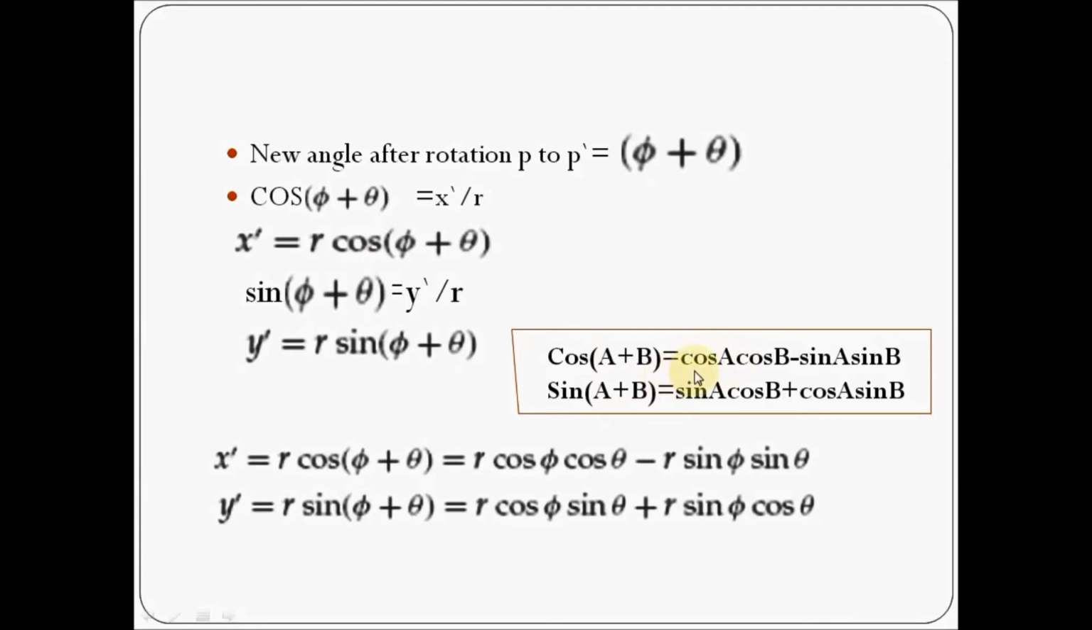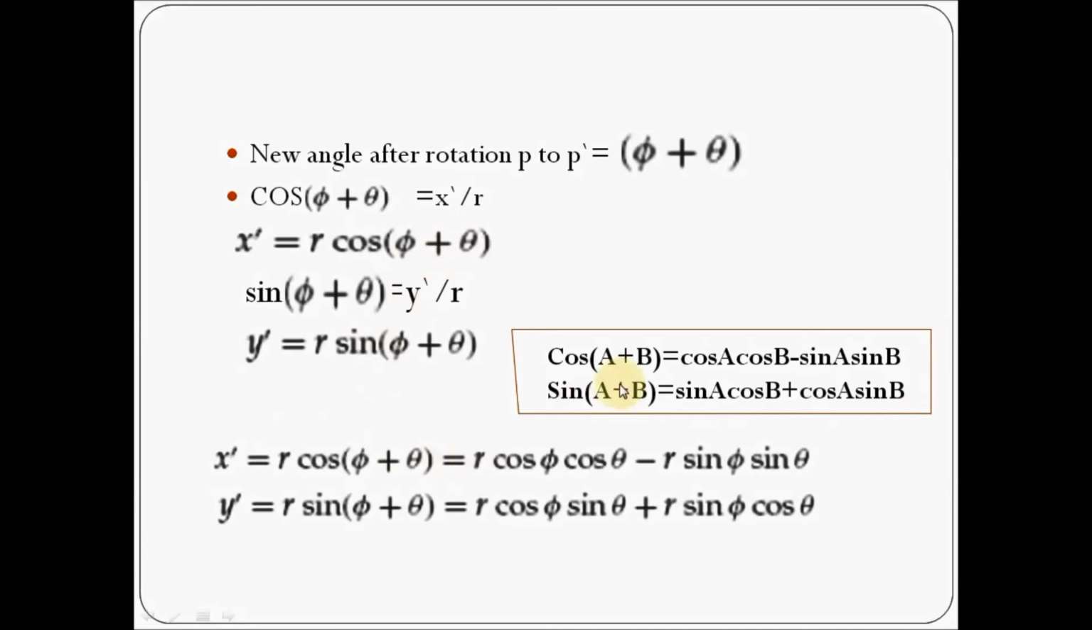Cos of a plus b is equal to cos a cos b minus sin a sin b. Sin of a plus b is equal to sin a cos b plus cos a sin b. I will apply this same formula here also. You can see here, x dash is equal to what? X dash value is r cos of phi plus theta, right?